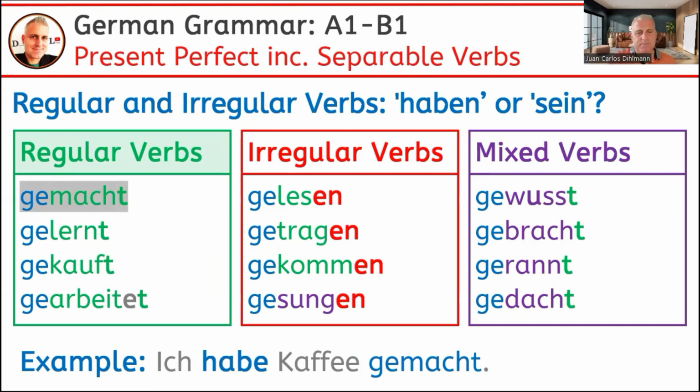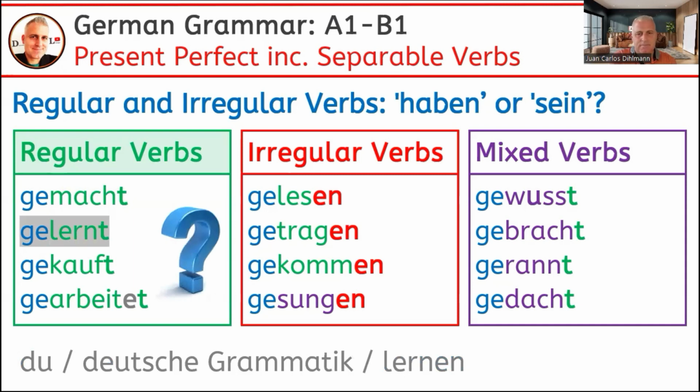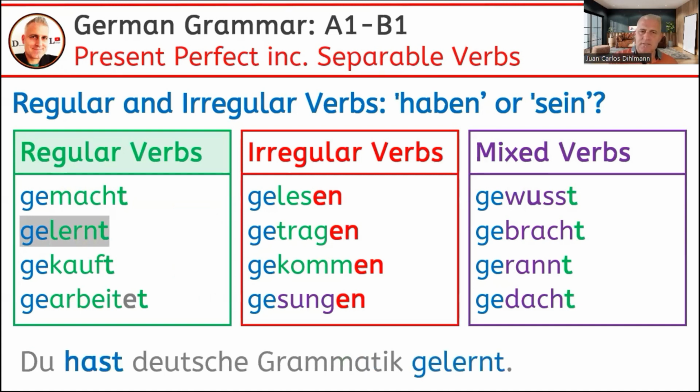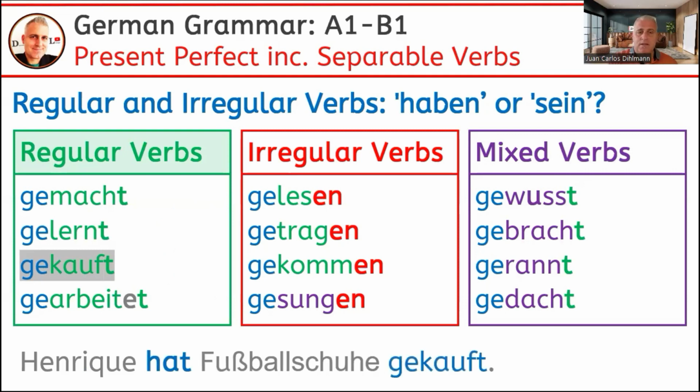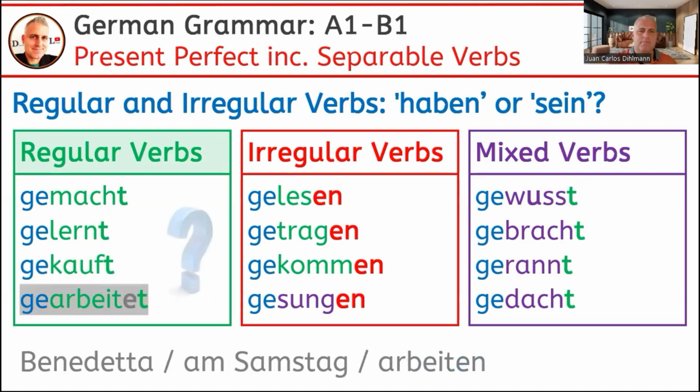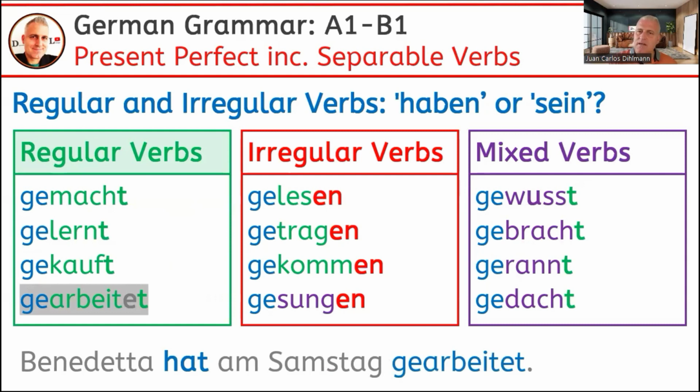Now it's your turn. Okay, the solution is, du hast deutsche Grammatik gelernt. Now gekauft. The solution is, Enric hat Fußballschuhe gekauft. Gearbeitet. What's correct? Benedetta hat am Samstag gearbeitet.